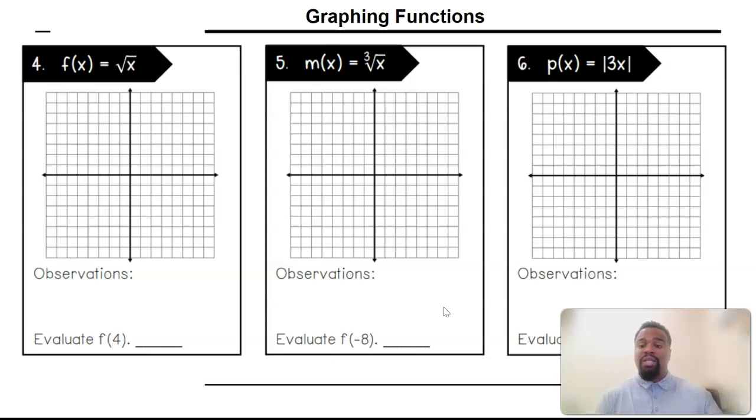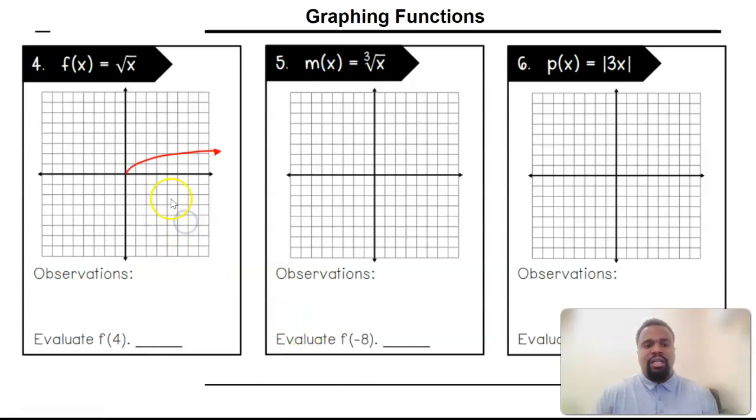If you were to graph this on your graphing calculator, which I'll show you in class, this graph, the square root of x, looks like this. The observation of this graph is that it's in quadrant 1, and it's like an arc. It says evaluate f of 4. So you substitute 4 for x, because this is the function. The square root of 4 is 2. So therefore, f of 4 is 2.